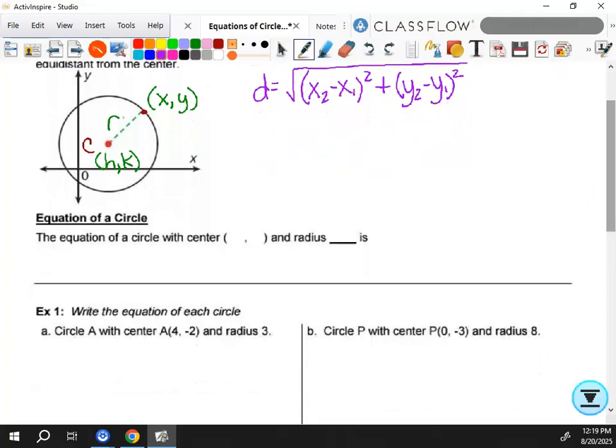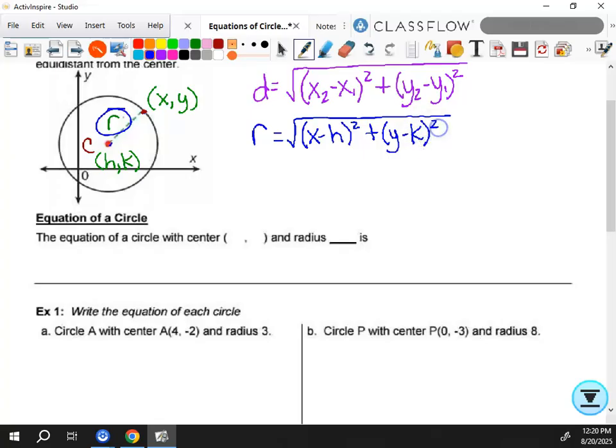So the distance between these two points is the radius. So the distance is the radius, and that's equal to the square root of, if I subtract the x values, the input values, (x minus h) squared, then I subtract the y values, plus (y minus k) squared. All I did was substitute it in from that graph. Everybody okay with where everything came from?